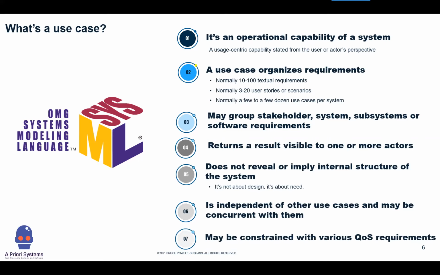And you constrain these with various functional and quality of service requirements. So a functional requirement is like a verb, system shall do this thing. A quality of service requirement is an adverb, how well you're going to do that thing. Could be latency, worst case performance, bandwidth capacity, safety, reliability, all kinds of ilities, right? We call those quality of service requirements. And so the use case represents the collection of those around a capability, usage-centric capability of the system.